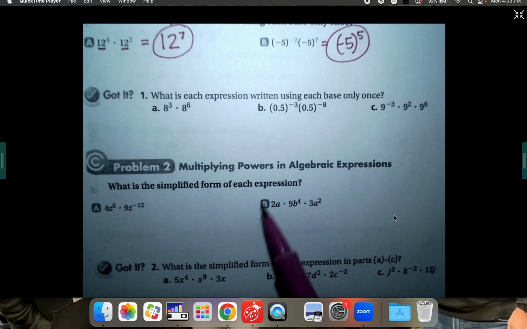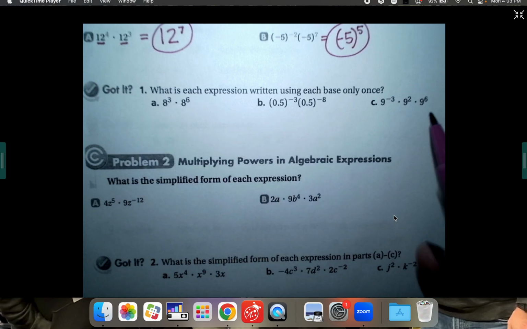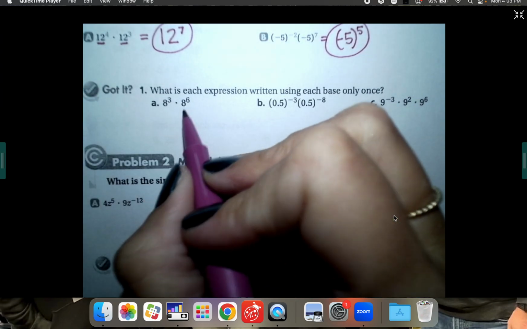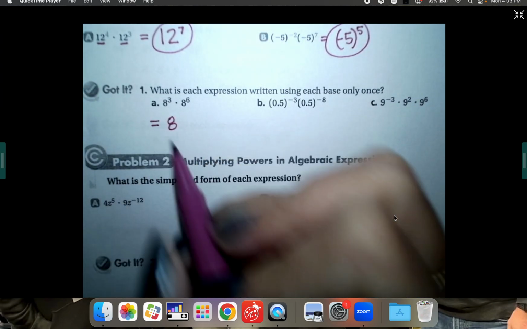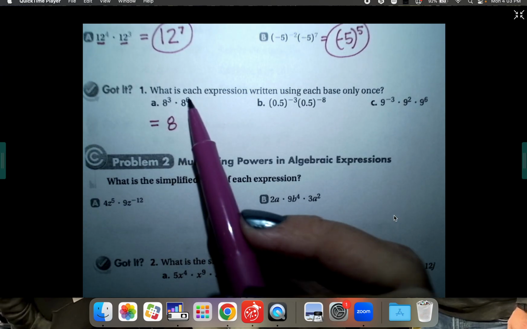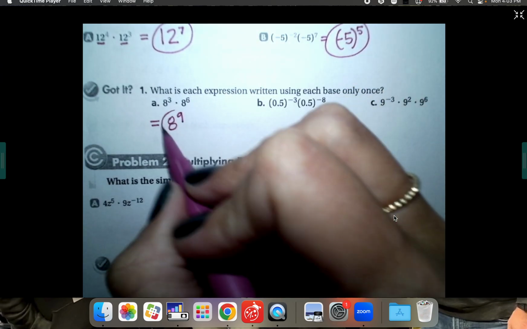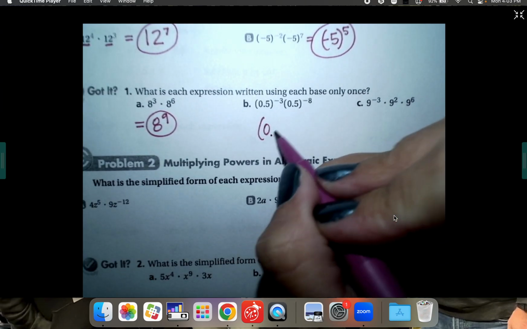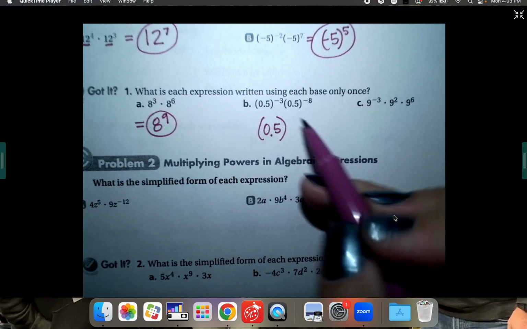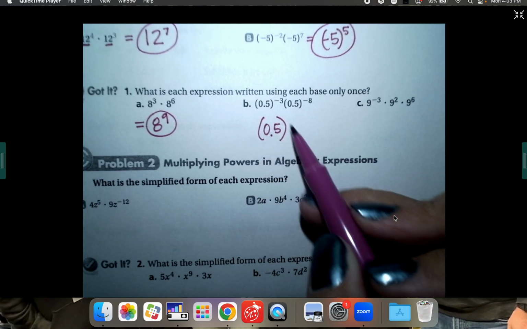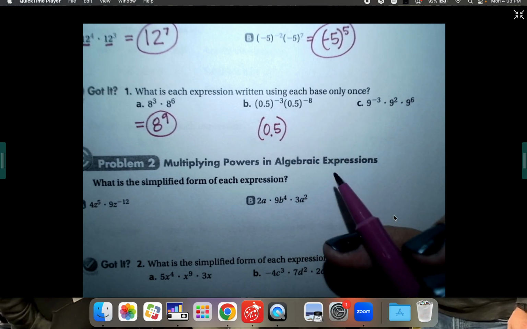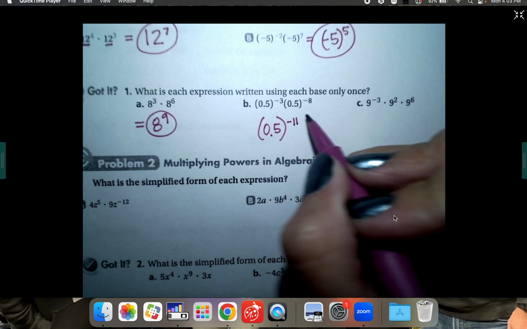Okay, let's go ahead and pause the video and try these 3 on your own. All right, checking your work. 8 is the base, so 8 is going to be the answer for the base. And 3 plus 6 is 9, so 8 to the 9th power. 0.5 is the base, so 0.5 is going to stay the base, and if they keep it in parentheses, we're going to keep it in parentheses too. Negative 3 plus negative 8 is negative 11.